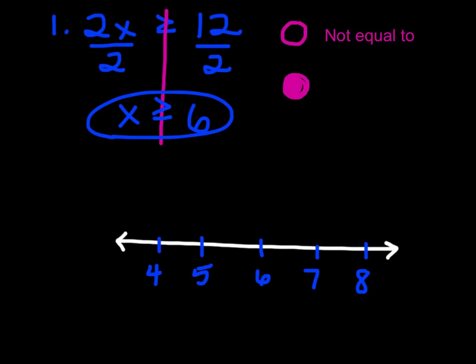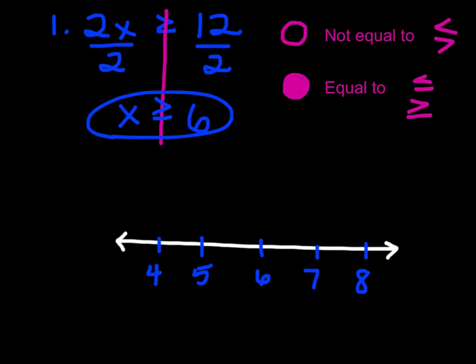Now, an open circle is not equal to. That means that we could have a less than or a greater than sign. Basically, it's not going to have a line underneath it because it's also not equal to. A closed-in circle is the opposite. A closed-in circle means that it is equal to. So we're going to see either a less than or equal to sign or a greater than or equal to sign. So basically, when it has that line underneath it, it is a closed circle.